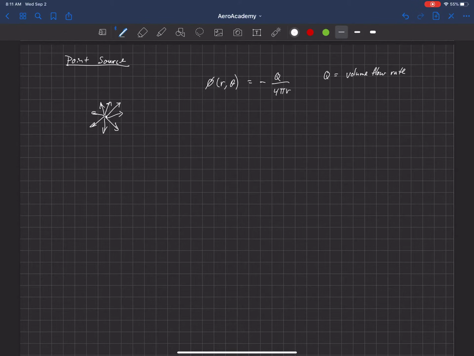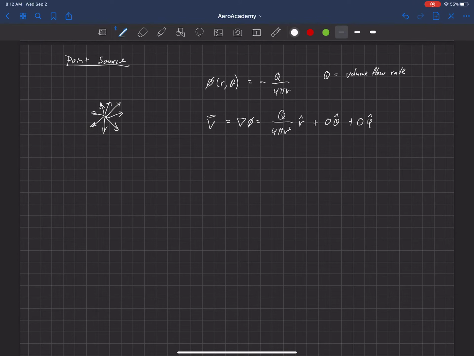Okay, so then we can get the velocity at any point in that flow field. It's equal to the gradient of phi, which equals, if you just take the derivative of phi, q over 4 pi r squared in the r hat direction, and then 0 in the theta direction, and 0 in the phi direction.